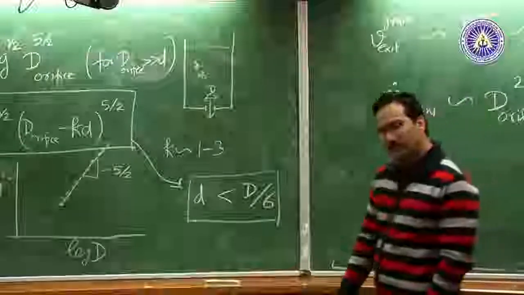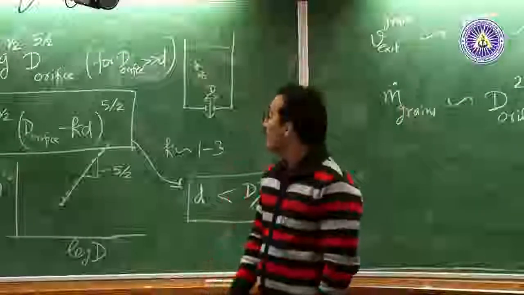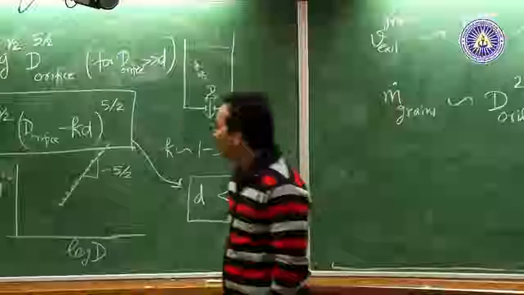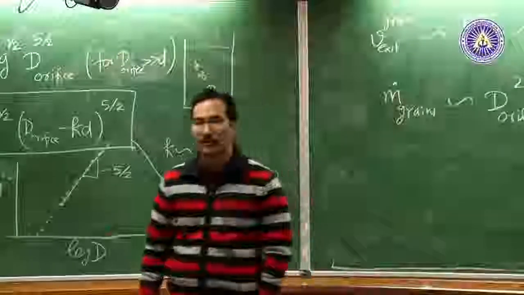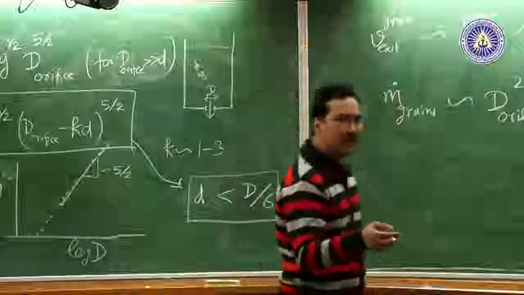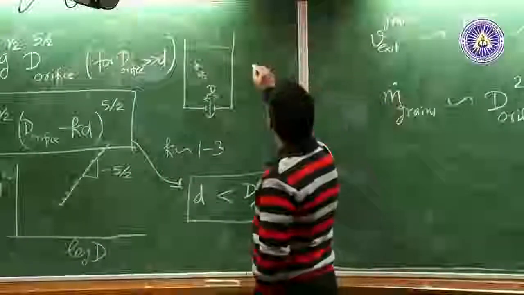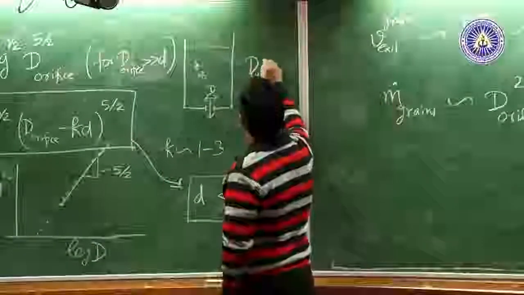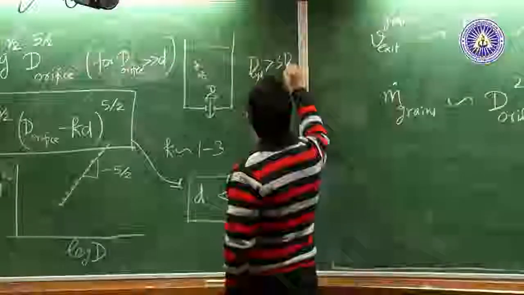Please. The diameter of the cylinder is constant in all the cases? In this relationship, the diameter of the cylinder does not play a role. So he tried different cylinders as well. It seems cylinder diameter doesn't play a role as long as your D cylinder is greater than, let's say, 3 times D orifice.